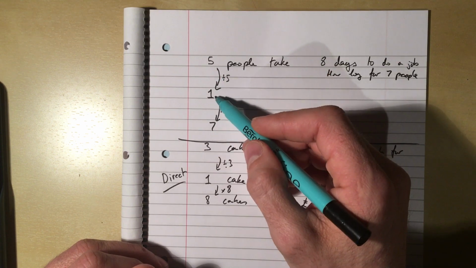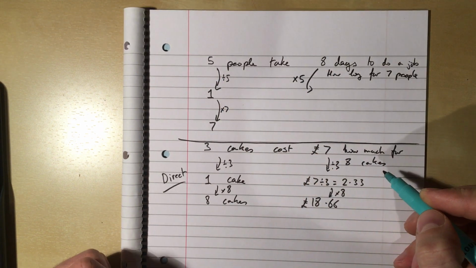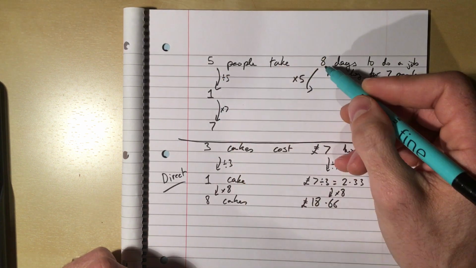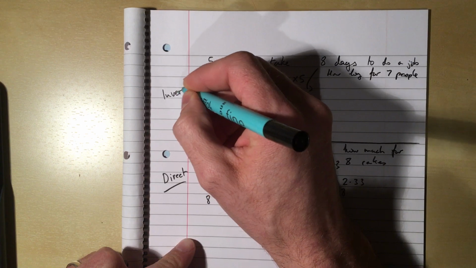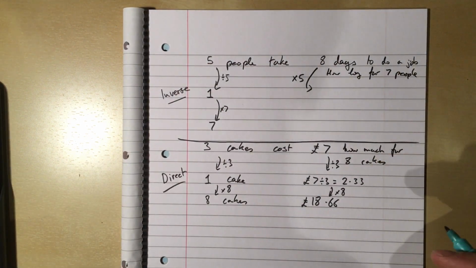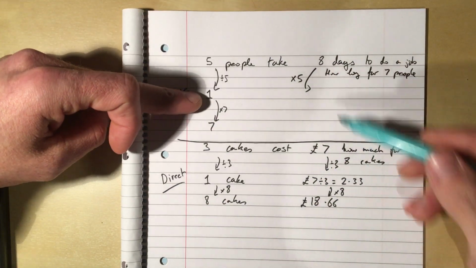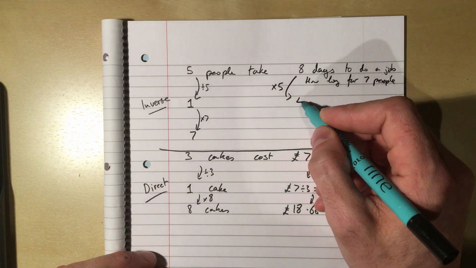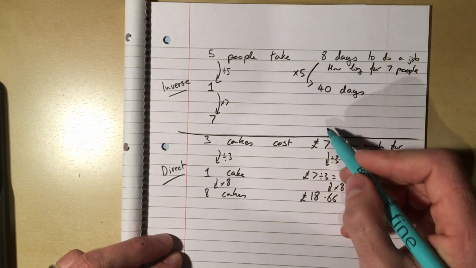So 5 times fewer people is going to mean 5 times as long to do it. So when this one gets smaller, this one needs to get bigger. So watch out, this is called inverse proportion. Direct proportion is where things happen the way that you want them to. Inverse, things go the other way around. So 5 times fewer people, 5 times longer to do the job. So that's going to be 40 days. 8 times 5 is 40.